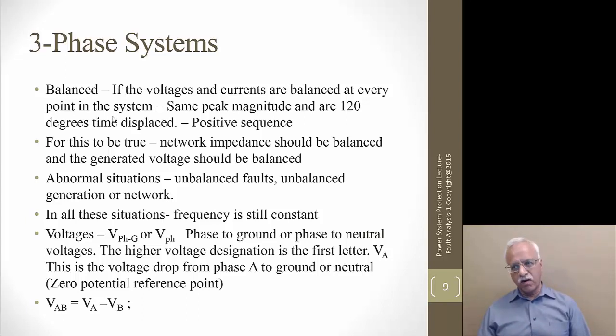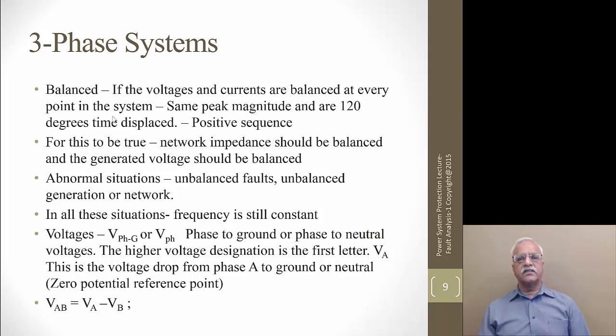And then when a fault occurs, there is a shift in voltage. When an A to ground fault occurs, the A phase voltage goes to zero at that fault point, whereas B and C phase remain the same, so it becomes an unbalanced condition. So we will see how we can determine voltages at various points for a fault at a location. In all these situations, just assume that the frequency is still constant. We are assuming that the frequency is still constant.